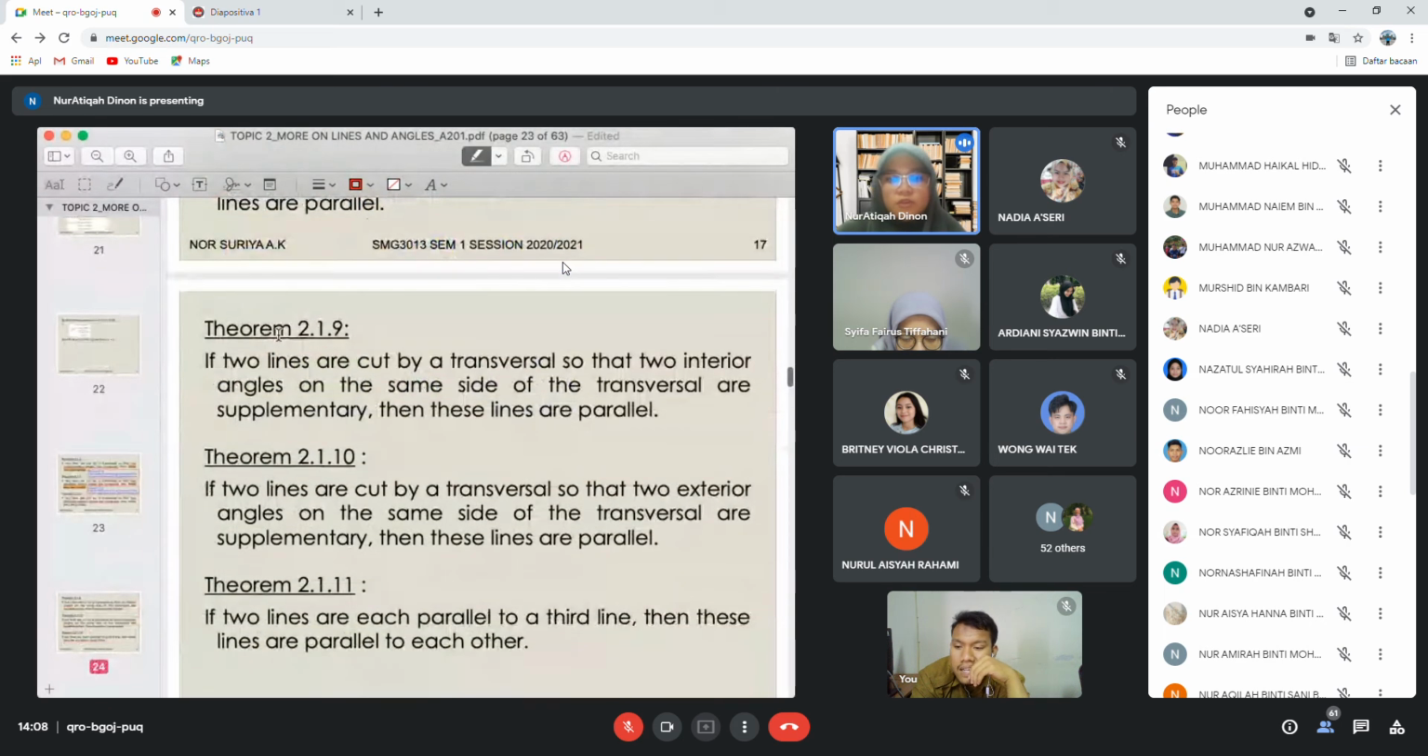Okay, the next one. 2.1.9, if two lines are cut by a transversal, so that two interior angles on the same side of the transversal are supplementary, then these lines are parallel. Okay, sama juga dengan 2.1.10.